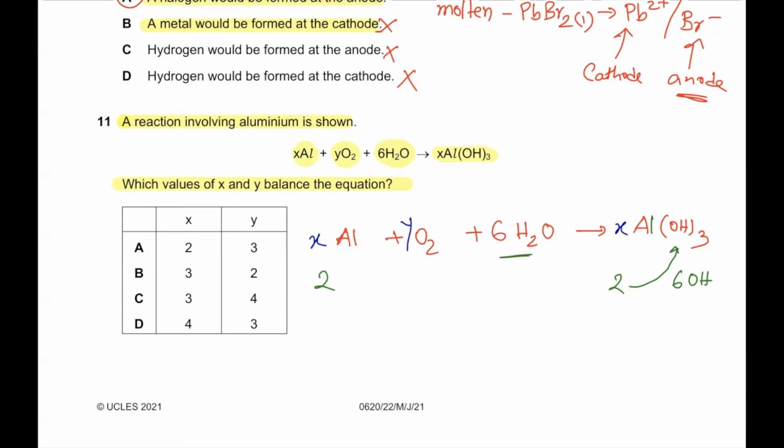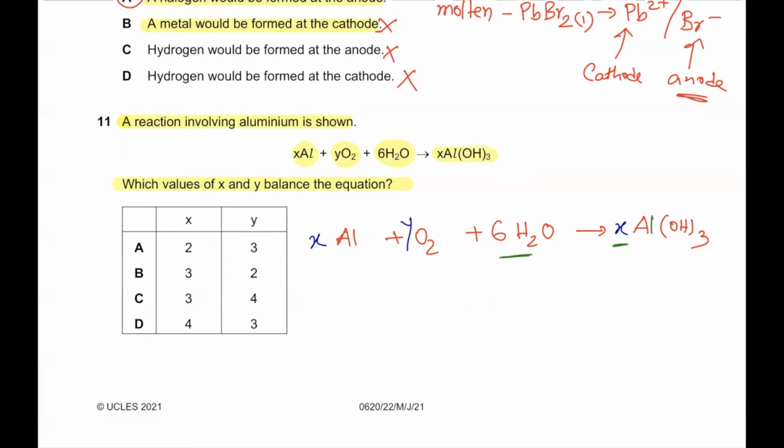Guys, if you haven't understood the working, basically what I did was I multiplied the 2 from here, which I got from here, and then I multiplied with the OH3. So I got a total of 6 hydrogen, 2 into 3, 6. So this is definitely not working. So we'll try with X aluminium. X is equal to 4. Let's see if that helps us a little bit.